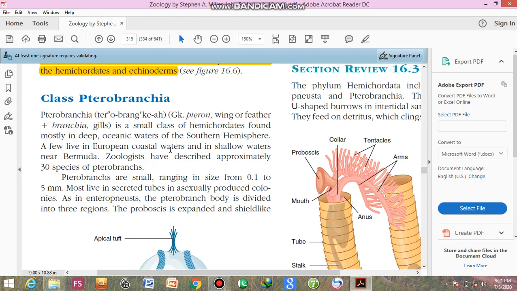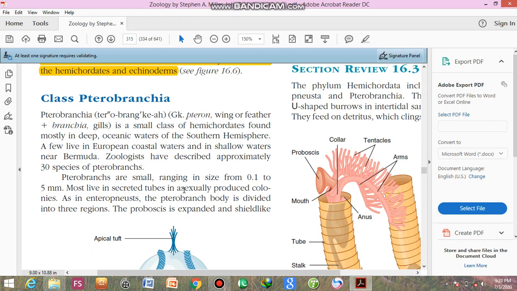Coastal water means the water near the shore, and also in the shallow waters near Bermuda. Their discovered species are 30 species. How many species are discovered? 30. Now we have to look at their size. Mostly they range in size from 0.1 to 5 mm. These animals are mostly microscopic.